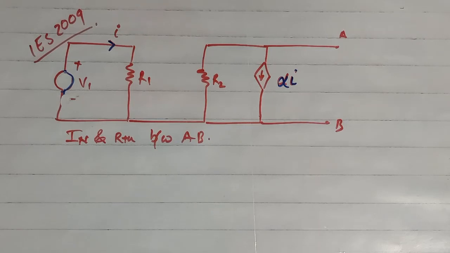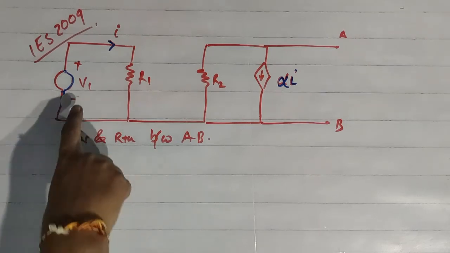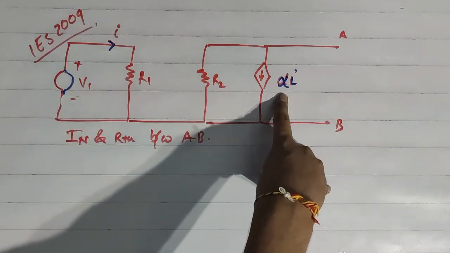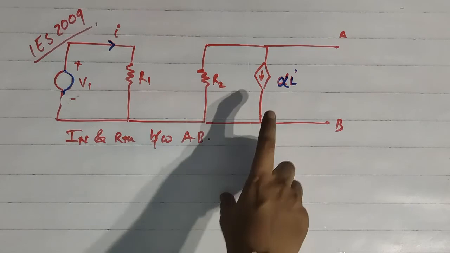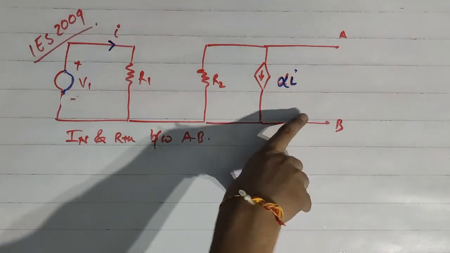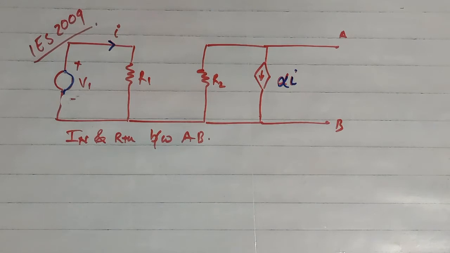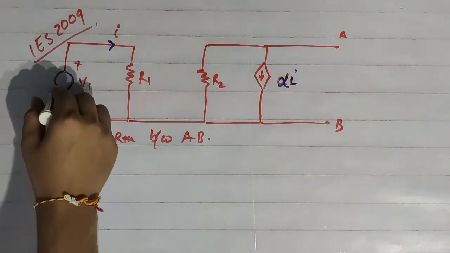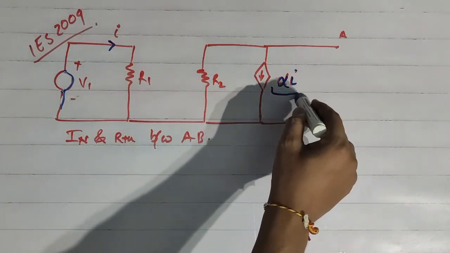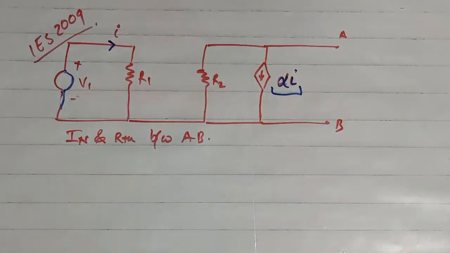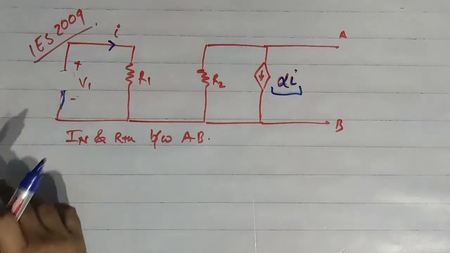Now see this question that has been asked in ES 2009. Here this is voltage source V1, this is current source alpha I, and in this question we have to find Norton current and Thevenin resistance across terminal AB. So this is a dependent current source which depends on the current I in this circuit. To solve this question, first we will calculate the value of RTH. To calculate the RTH we have to keep the dependent source intact, and we will short circuit this voltage source.